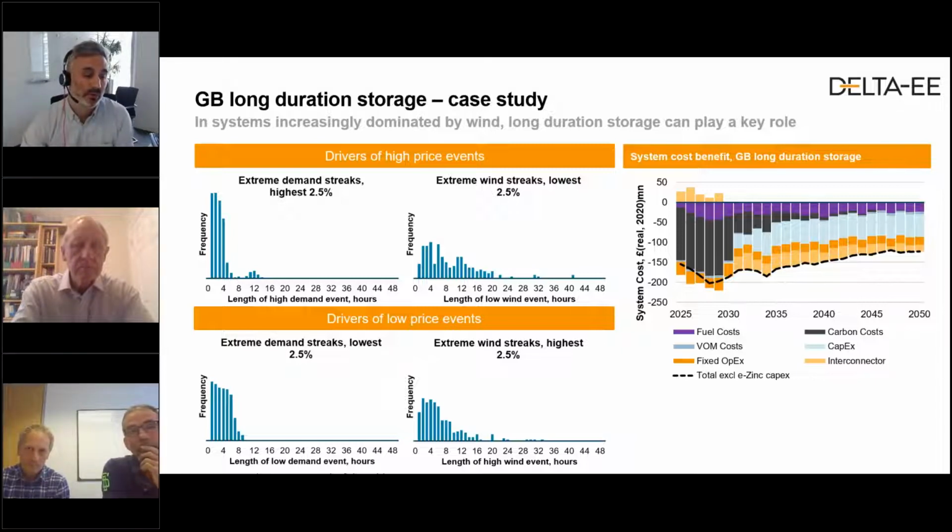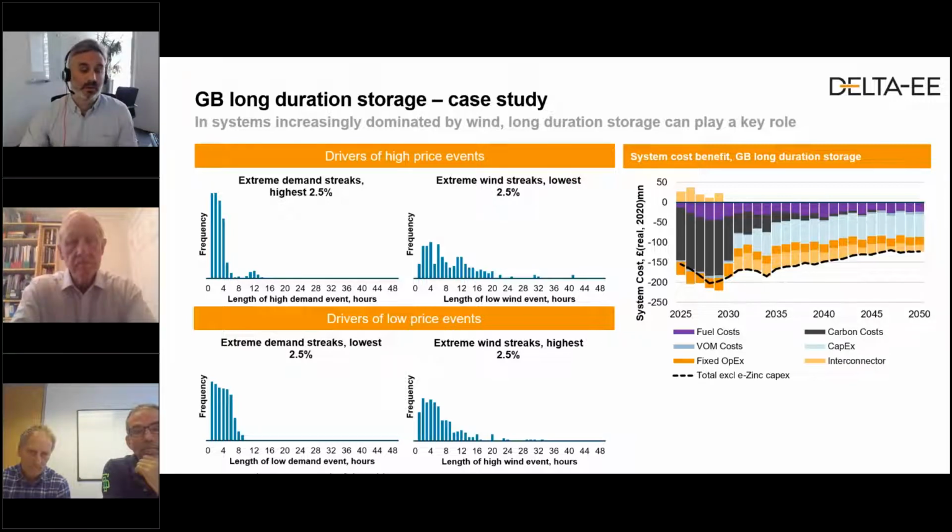So in the top two charts there, when demand is at its highest, it is only high for about 3 or 4 hours, over your evening peak from maybe 4 p.m. to 8 p.m. Whereas when wind is very low, it will last for potentially 8, 12, 16, 20 hours. And going forward, the driver of your electricity prices is not necessarily going to be just demand being high, it's going to increasingly be wind being low.